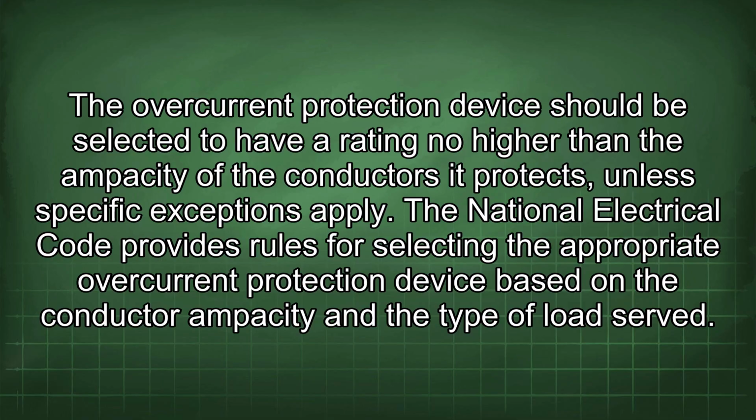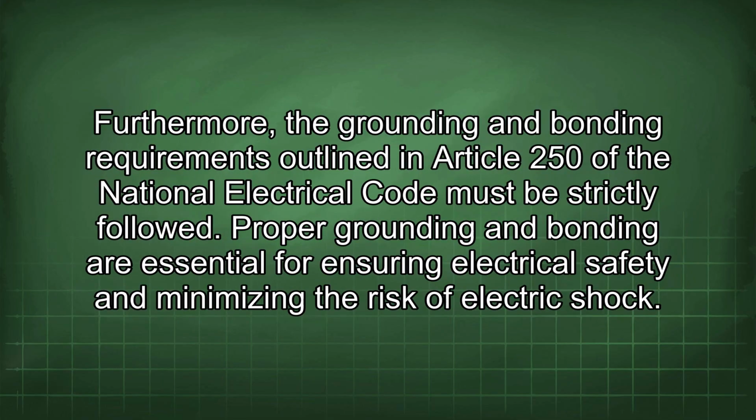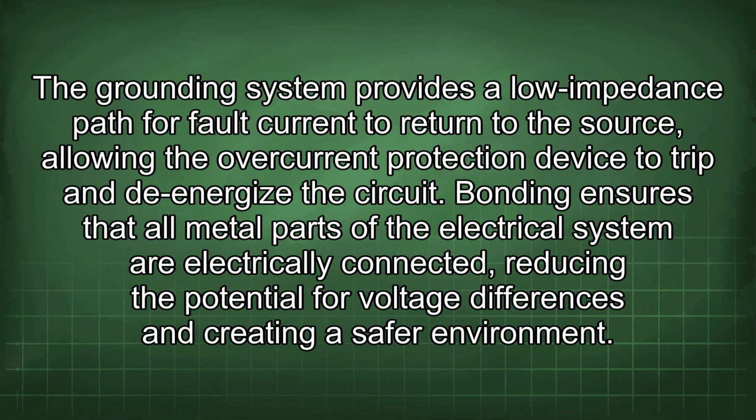Furthermore, the grounding and bonding requirements outlined in Article 250 of the National Electrical Code must be strictly followed. Proper grounding and bonding are essential for ensuring electrical safety and minimizing the risk of electric shock. The grounding system provides a low impedance path for fault current to return to the source, allowing the overcurrent protection device to trip and de-energize the circuit. Bonding ensures that all metal parts of the electrical system are electrically connected, reducing the potential for voltage differences and creating a safer environment.